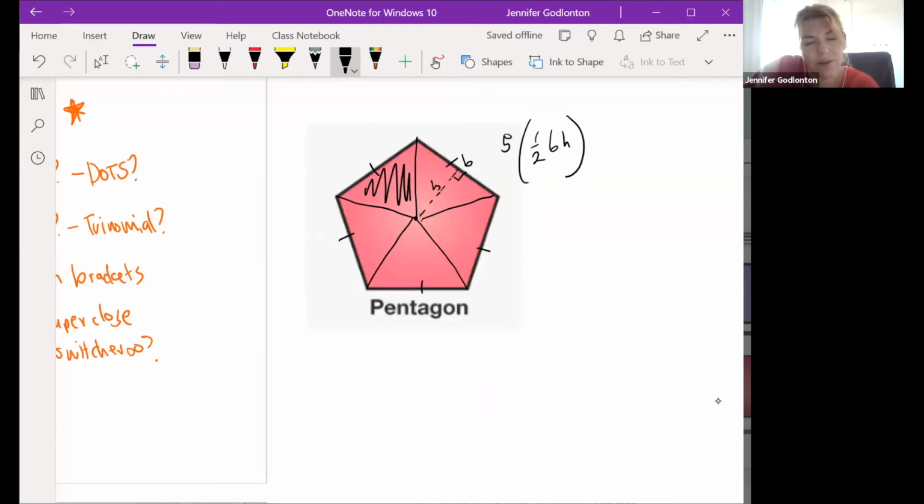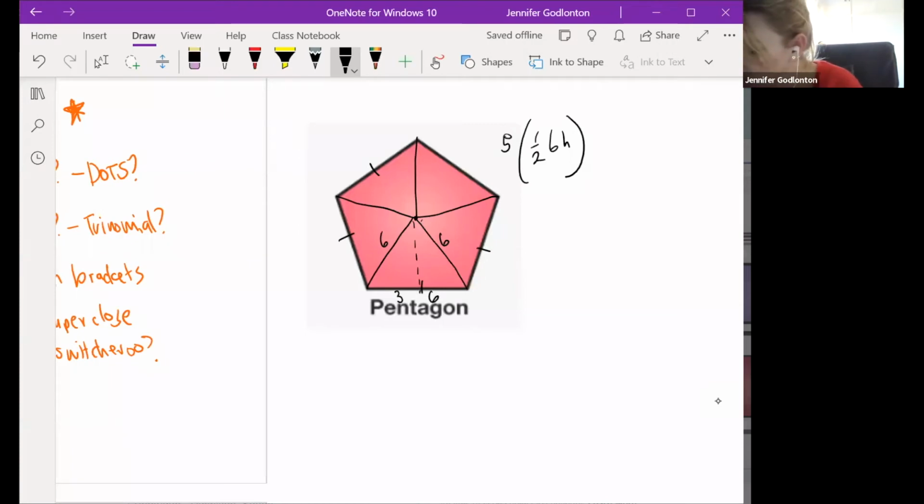They only give you the length, which was 6. But it's a pentagon. So because it's a pentagon, it means that all of your sides are the same as each other. So if this is 6 over here, then that means that this would be 6 and this would be 6 over here. So then you could do Pythagoras to find that. So that would be 3. So square root of 6 squared minus 3 squared would give us 5.2.